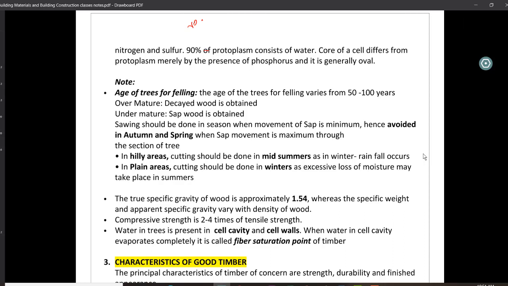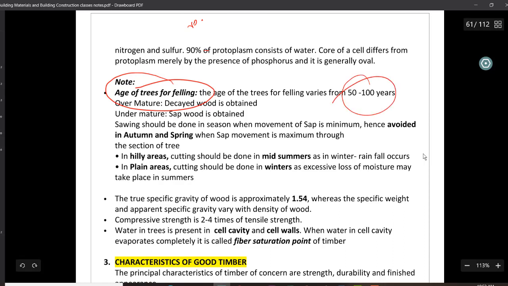Now you can ask, sir, what is the age of trees for felling? Would you cut a 5-year-old tree, or a 10-year-old tree? No, for using it in construction or any other purpose, basically the tree's age for felling should be 50 to 100 years. Okay, if it is more than 100 years then it will be over mature, that means there could be decaying of wood undergoing in it. If it is under mature then sapwood will be more, and strength will not be as much. I told you heartwood is the main thing which is giving the strength, so if sapwood is more, the strength will not be as much.